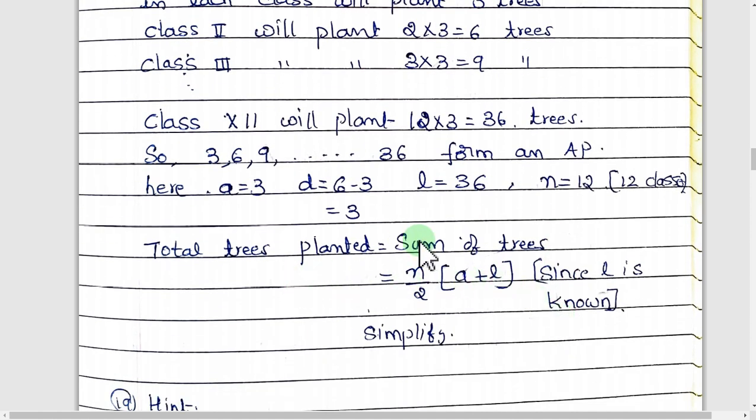So total trees planted is equal to the sum of trees. Since L is known, we can use the formula N by 2 into (A plus L). If you substitute N, A and L and simplify this, we will get the total number of trees planted by the school.